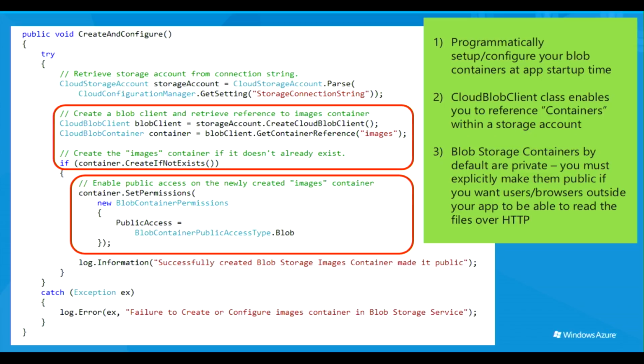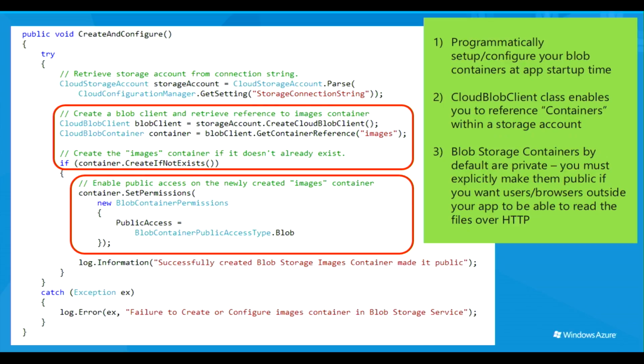And what I'm doing inside this application is every time the app starts up, I check to see whether or not I connect to the storage account, which is the first 2 lines. And then in the first red circle, I connect to it and say, is there an images folder within it? If there's not an images folder, then I go ahead and programmatically create it. That's the container.create if not exists.